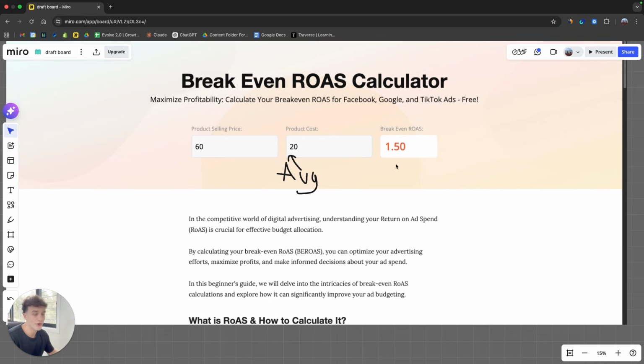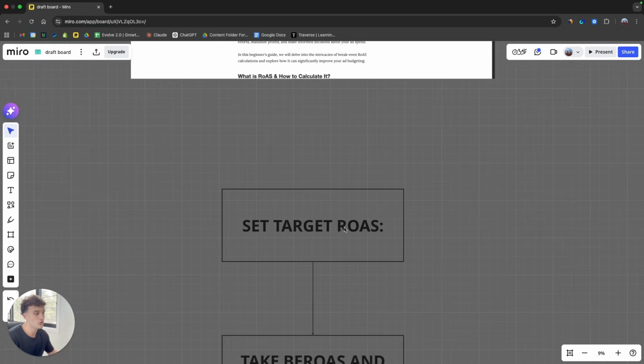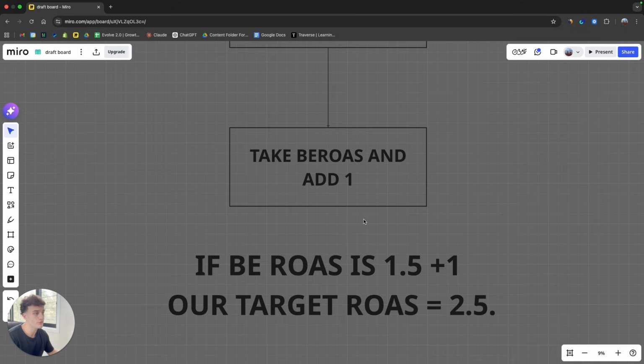And then once you have your break-even ROAS here, you can set your target ROAS, and very, very simple for target ROAS, I just add 1 to my break-even ROAS. So if your break-even ROAS is 1.5, your target ROAS for scaling is going to be 2.5.